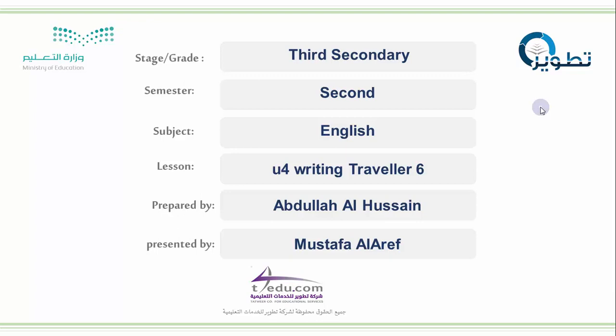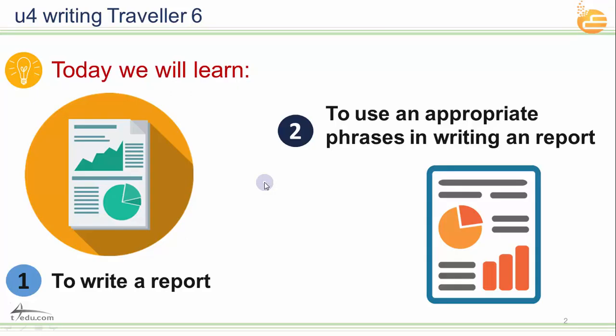Today, from your book, The Traveler 6, we have writing, and we continue to Unit 4. As usual, we start with what we learned today. Today we have two objectives. Number one, to write a report. Number two, to use appropriate phrases in writing a report.